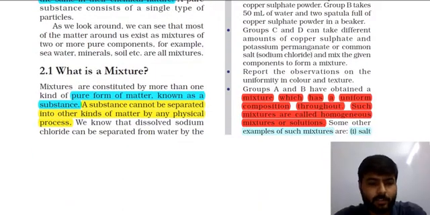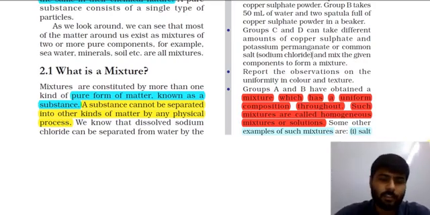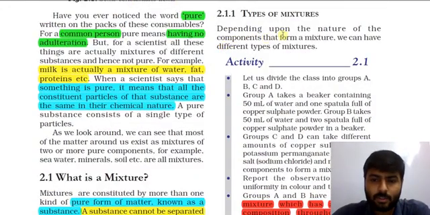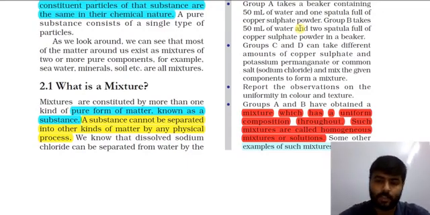After that we have seen what is a mixture. A mixture is made up of more than one substance, and mixtures can have different types. So we have seen different types of mixture, that is homogeneous mixture and heterogeneous mixture. What is a homogeneous mixture? A mixture which has a uniform composition throughout, such mixtures are called homogeneous mixtures.